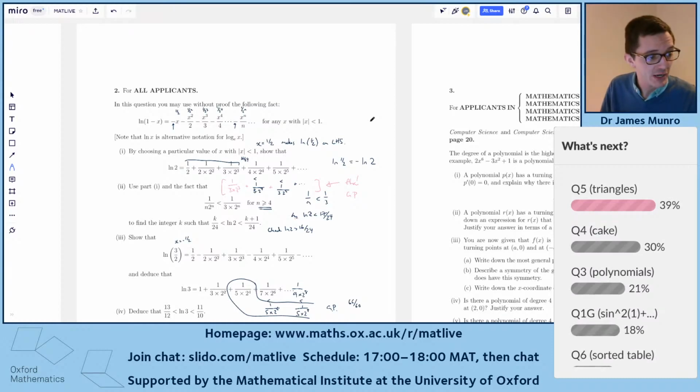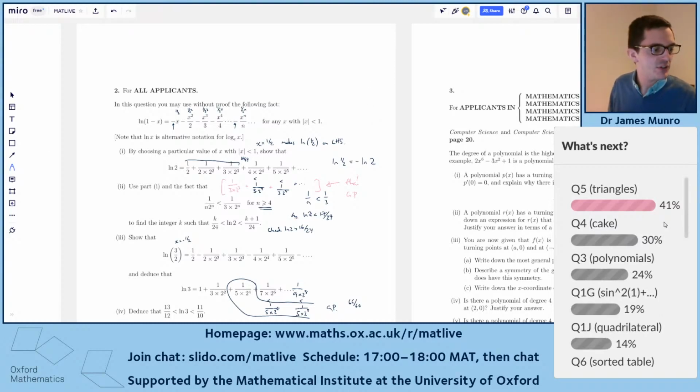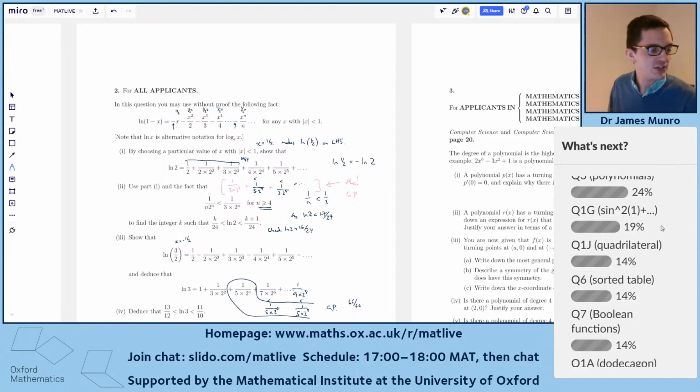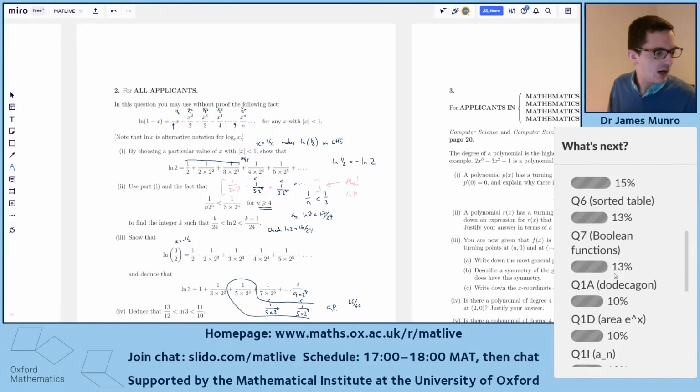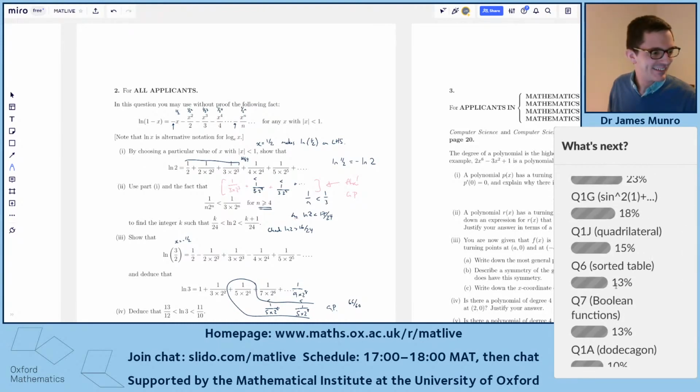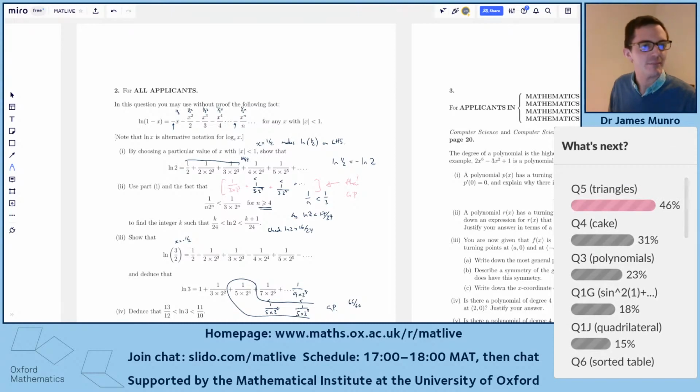People want to talk about those triangles. Cake's slightly behind. And then question 3, polynomials. The sine squared question is on the screen as well. And maths and computer scientists voted for questions 6 and 7 as well. I see you. Question 1A. Okay, well, democracy, nice, okay.